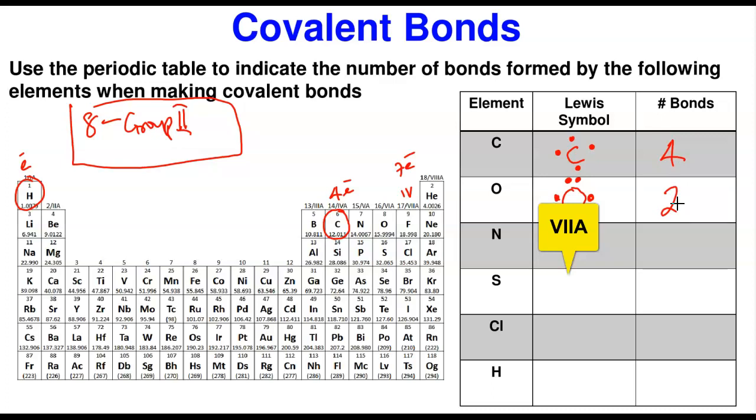Now, the importance of this is that we're going to be using this idea to predict the number of bonds that each of these atoms will form, so that when we see them in a molecule, we don't have to necessarily count the number of electrons to draw the Lewis structure or the molecular structure.